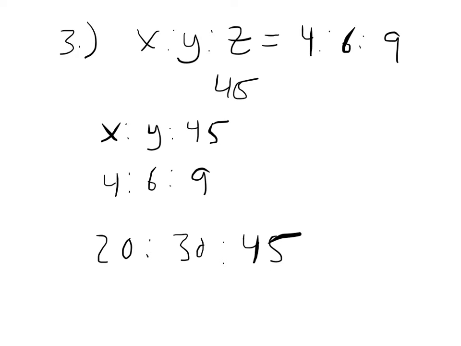And note that if I were to factor 5 out, what do I get? I get back to 4 to 6 to 9, which is what I wanted. So the question was x equals and y equals. Well, clearly then x equals 20 and y equals 30.